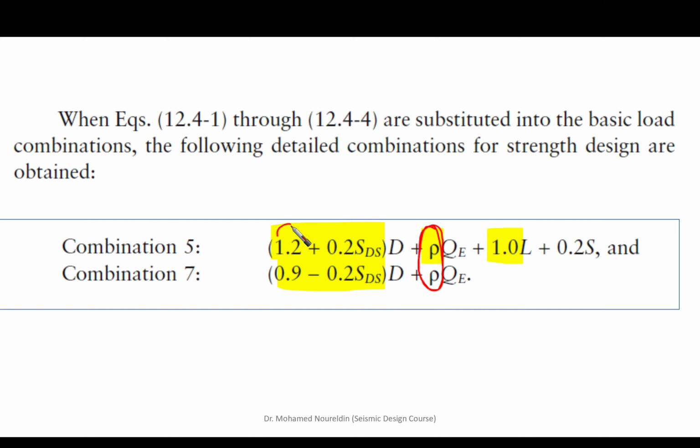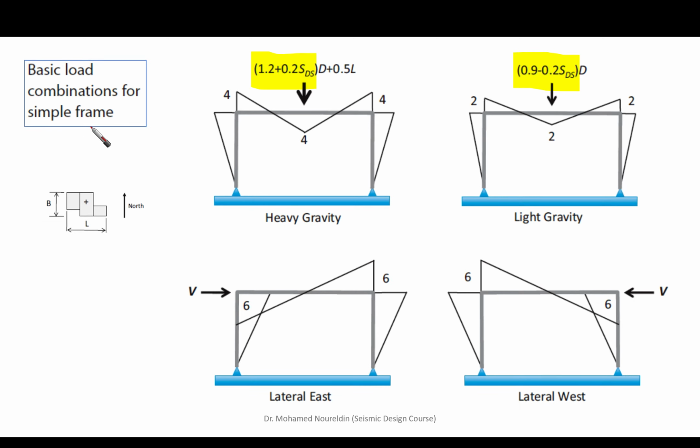Okay, and this is the case where the vertical component is adding, and this is the case where the vertical component is subtracting from the dead load. So this is very critical for foundation, for example. Okay, this is the basic load combination for simple frame. This is the case where the plus here and 0.2 SDS adding up. So this is load combination 5, we call it heavy gravity. And this is the case of light gravity where 0.9 minus 0.2 SDS. As we said, heavy gravity is important for foundation, for example, and axial force in columns.